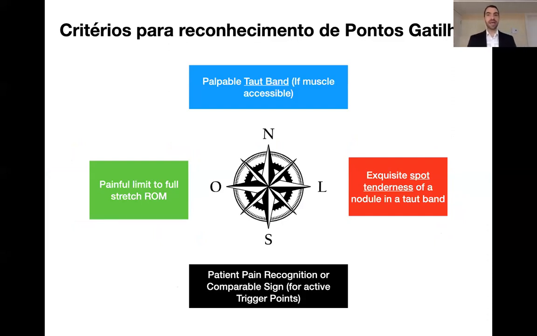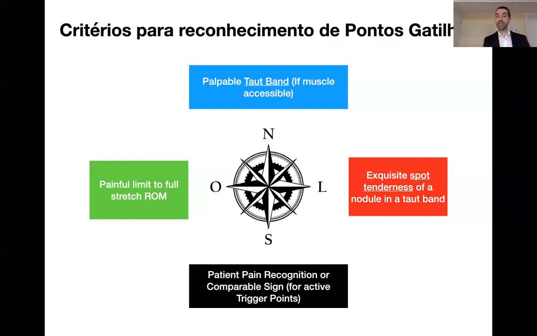Okay, so here we have some very important things that you need to understand, so that when you have all of this, all these things that I'm going to talk to you about right now, probably the patient has a trigger point. So it's very important for the evaluation, okay? So in blue here, you have a palpable taut band. So if the muscle is accessible, of course, there are some muscles that are not so accessible. For example, the iliopsoas, it will be really hard for you to find a taut band, okay? But other muscles, yeah, you can find it, and it's very interesting.